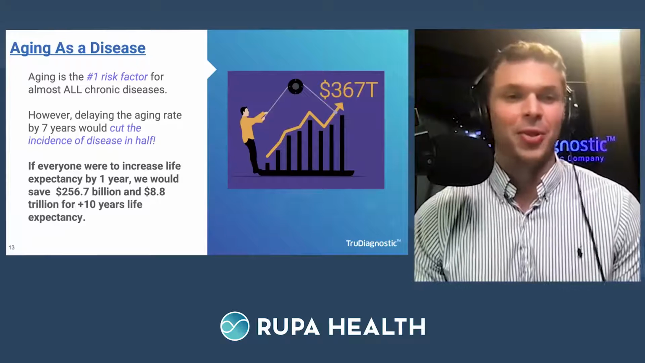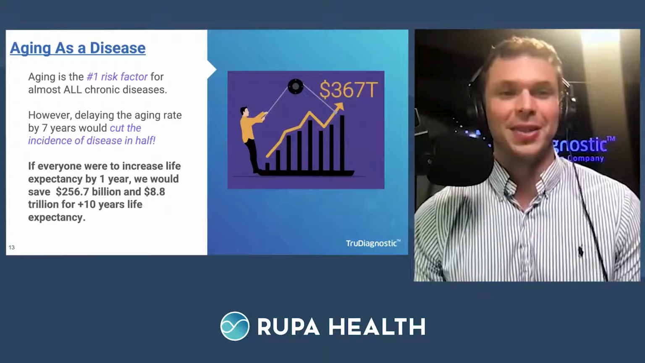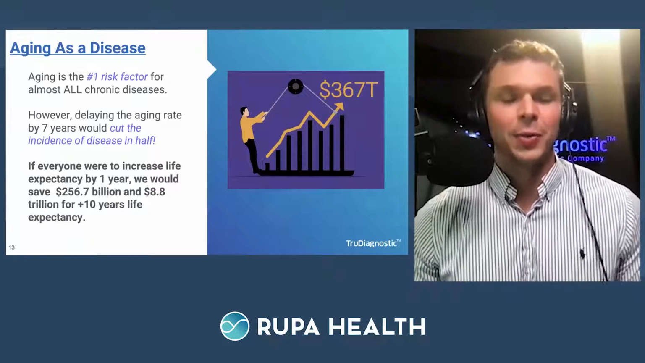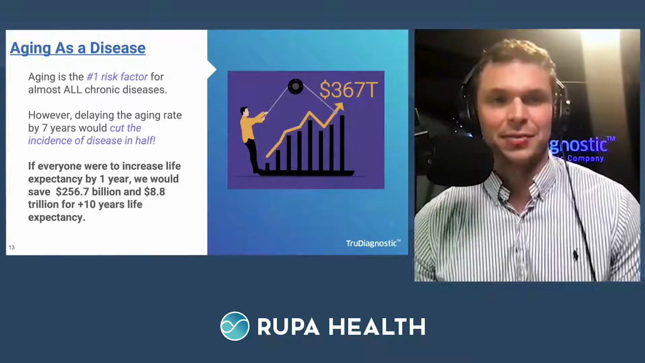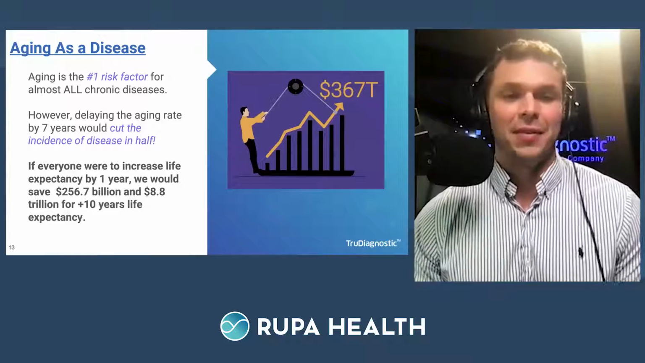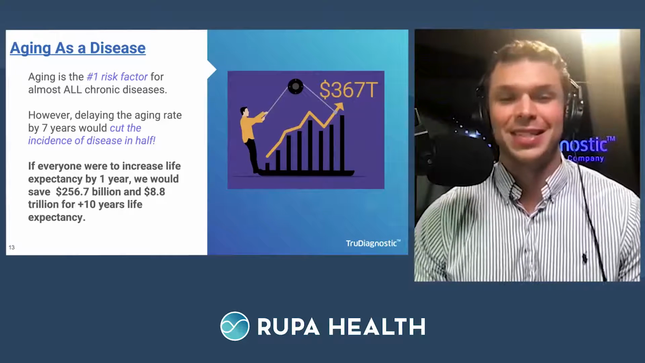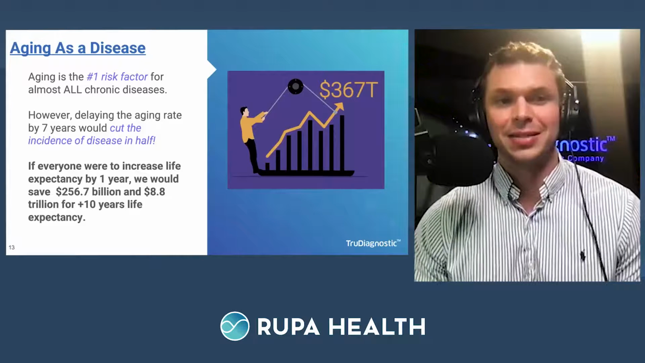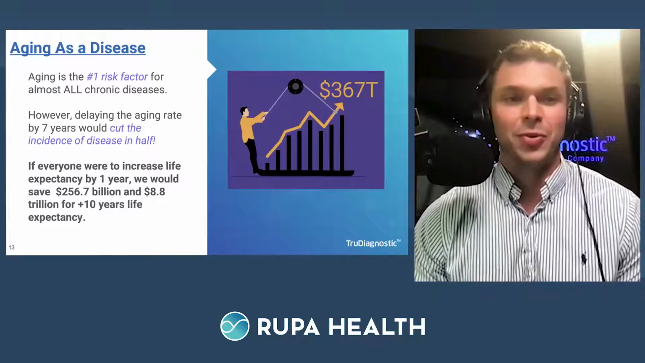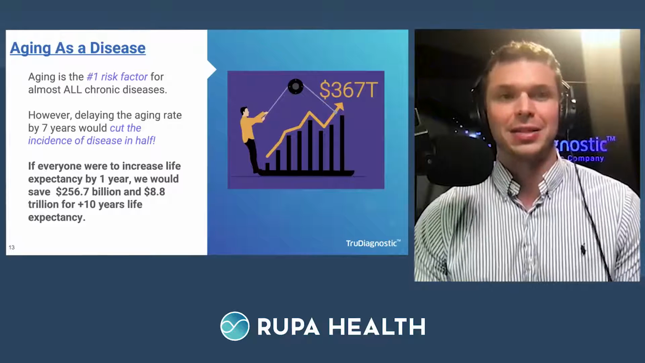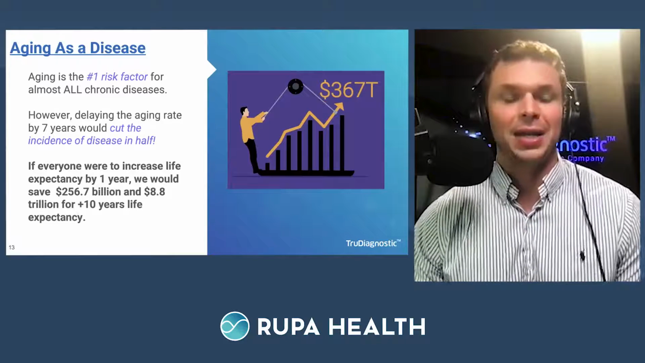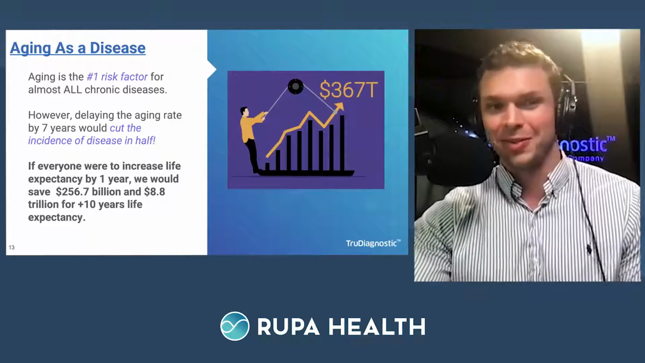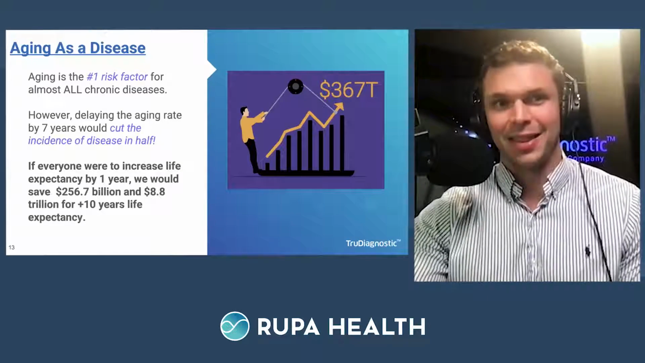There's a reason that people in their 30s and 40s don't come down with the same disease at the same rates as those in their 60s and 70s. And so if we were able to really decrease this aging process for everyone, we would be able to save the US over $256.7 billion a year if we just increased life expectancy by 1 year, and 8.8 trillion for over 10 years of life expectancy. And so this is a major problem, and it's one that we want to solve, right? We all want to solve the number one biggest risk factor for every disease and death.